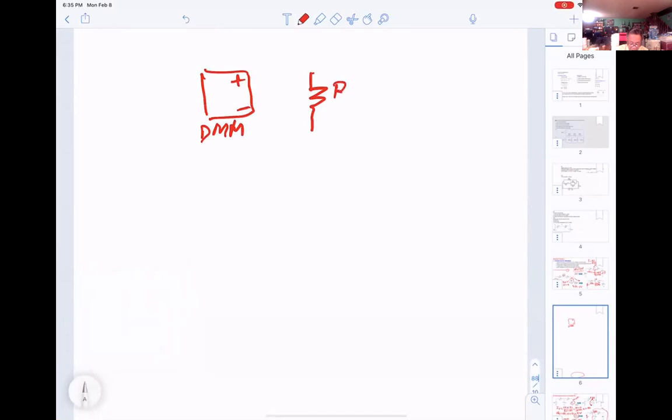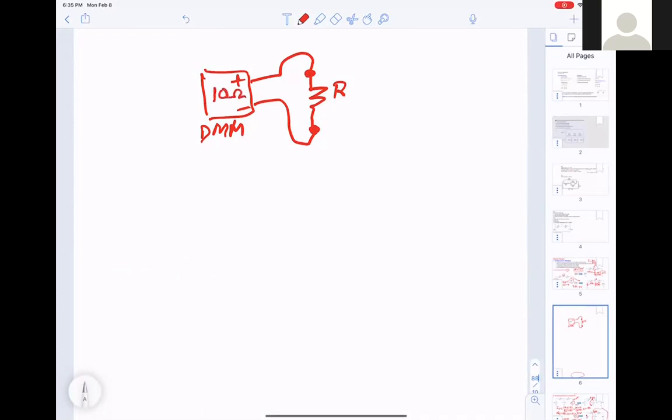Ah, so you already know how. You connect that one here, right? Negative to here. And it will display how many ohms? 10 ohm, 100 ohm, for example. You see that? That's how we measure the resistance.